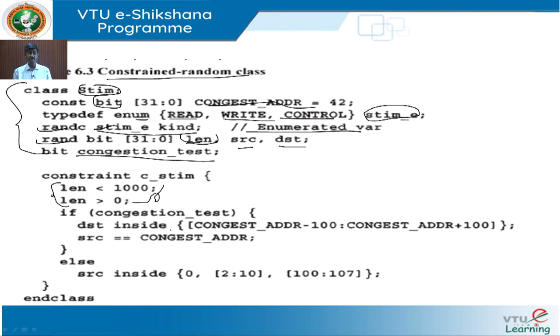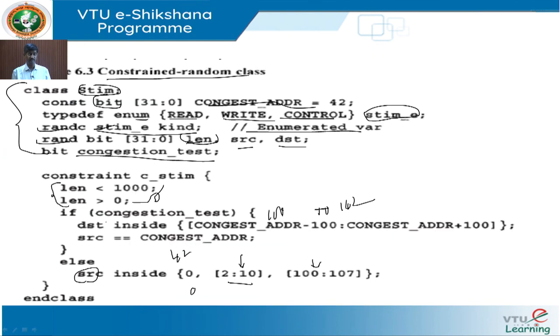So whenever this congestion test is passed, I will define a source. Source will take the address from the congest address, that is 42, to 42 plus 100, that is 142. This address varies from 100 to 142 values. That is the destination address. Source address is just 42. If the congestion test is failed, so it is not 1, then I will take the source address as 0, 2 to 10 bits, and 100 to 107, which is definable. So the bit size I am varying here.